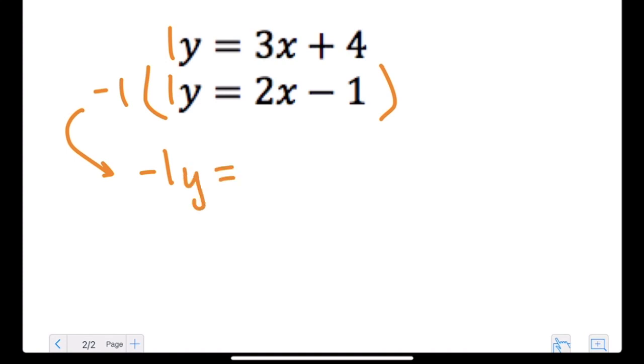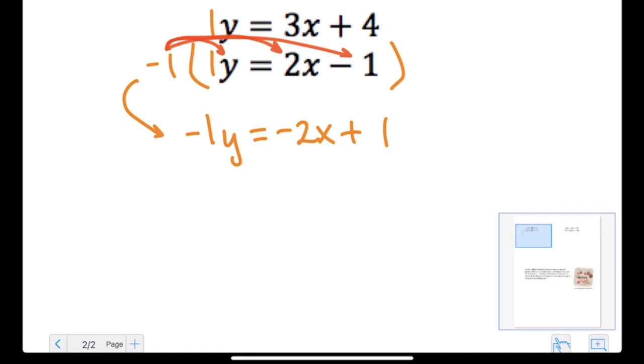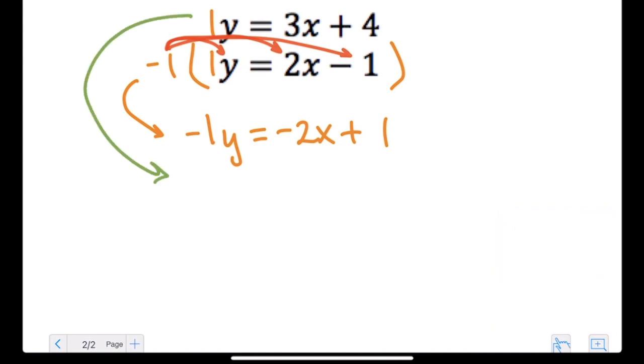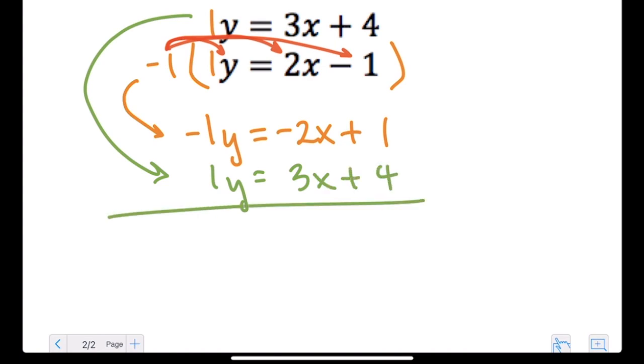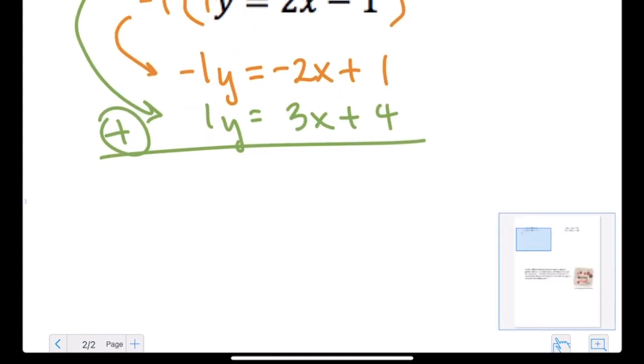So we end up with a negative 1y is equal to a negative 2x plus 1. Notice we went negative 1 times negative y, or times 1y, negative 1 times 2, and negative 1 times negative 1. And that's where we got that plus 1. So I'm going to go ahead and bring down that top equation again, and I'll have a positive 1y is equal to 3x plus 4, and we're going to add the two equations together.